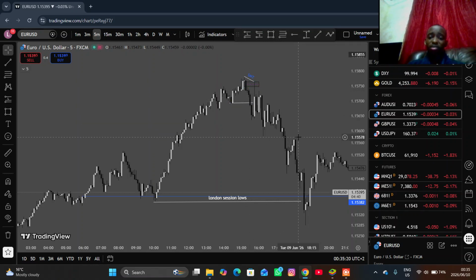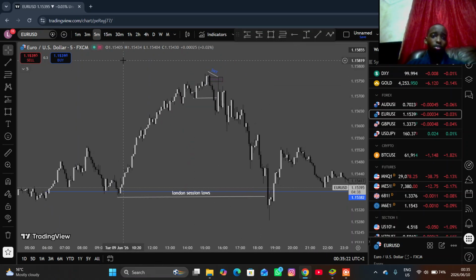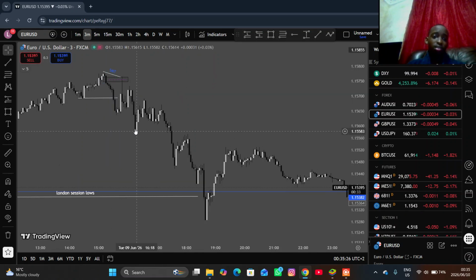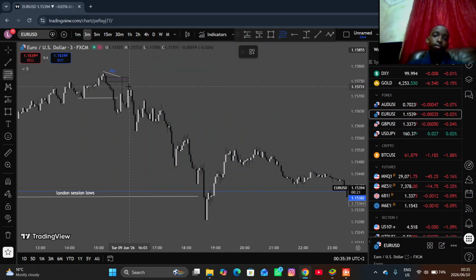It's really simple. Could even have gone down to the 3 minutes just to see it better. You can see the work on GBP that went and swept the whole thing, but on Euro USD it's a clear SMT and then targeting the lows. There's another entry here that we could have utilized if you missed the first trade.